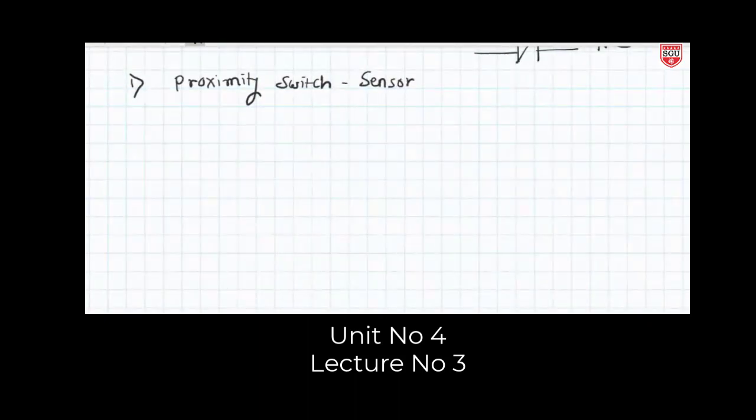Any idea? Proximity switch. What is the use of a proximity switch? What does it do?